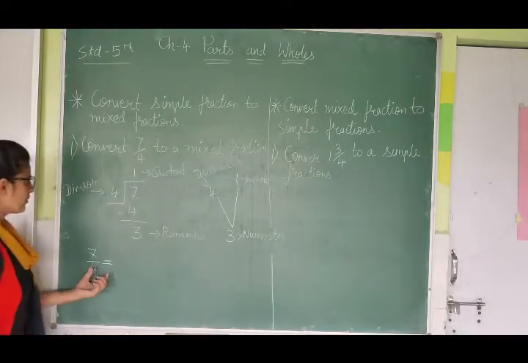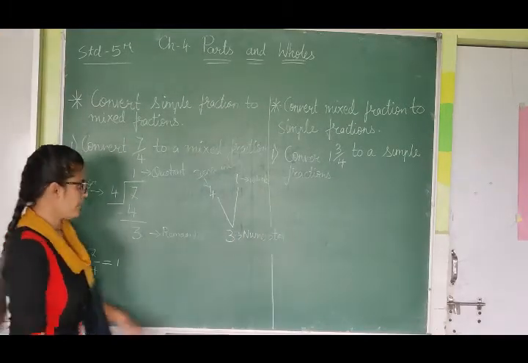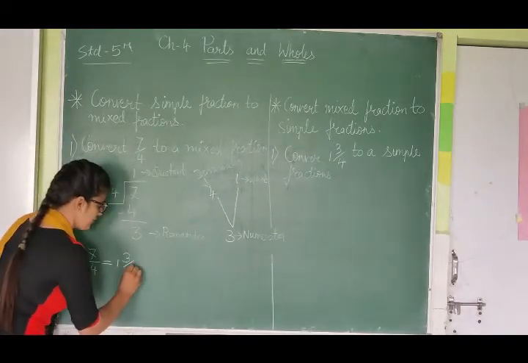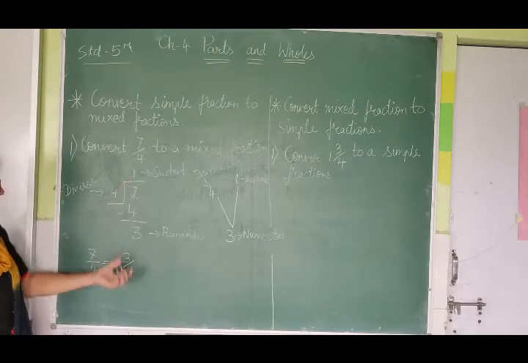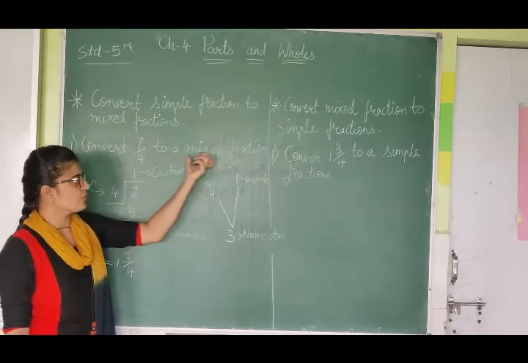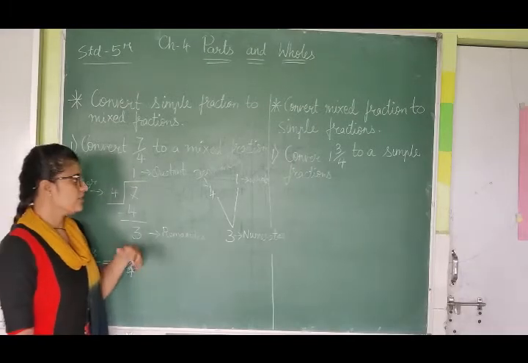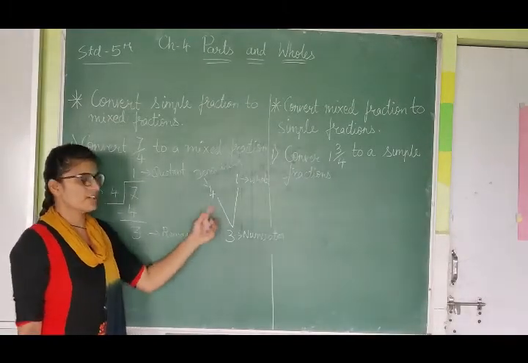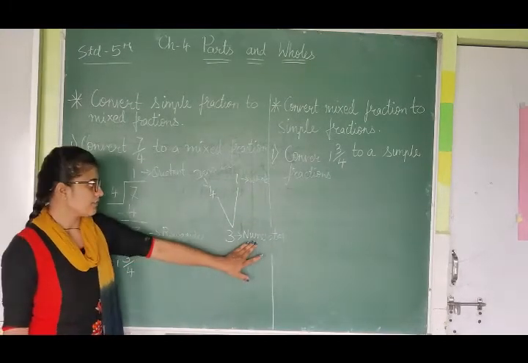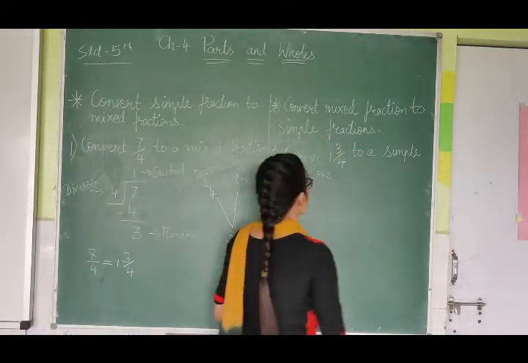So 7 by 4 can be written as a mixed fraction, as 1 we have to write as a whole number over here, 3 as the numerator means in the fraction 3 will be at the top and 4 as the denominator means this way. 1 3 by 4 is the mixed fraction of 7 by 4. So whenever any simple fraction is given to you and you have to convert it into a mixed fraction, simply you have to do the division and after that division you have to simply remember this reverse V. First we will put the quotient as a whole number, then the numerator and after that the denominator.